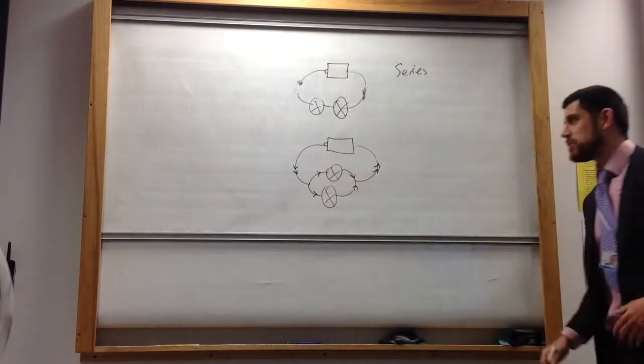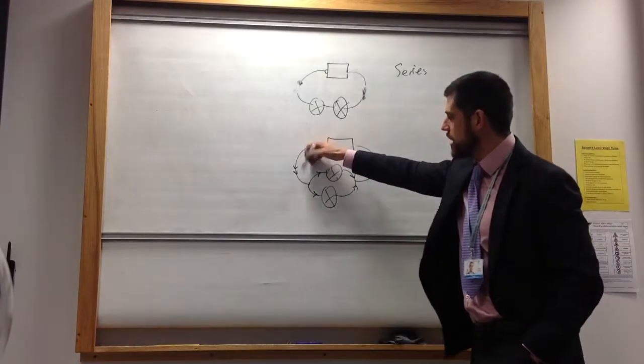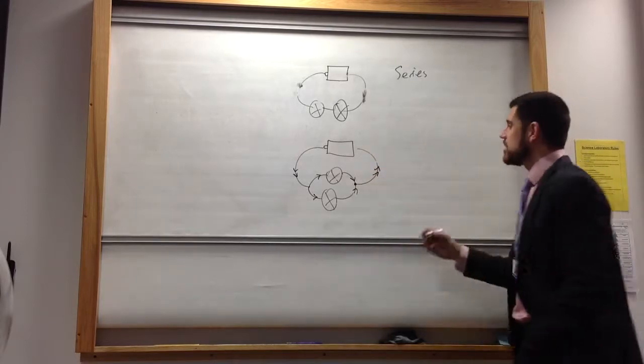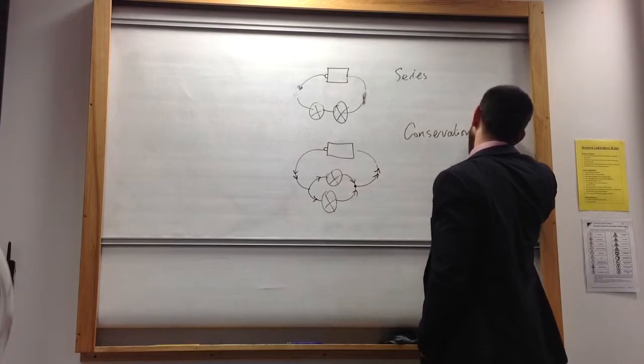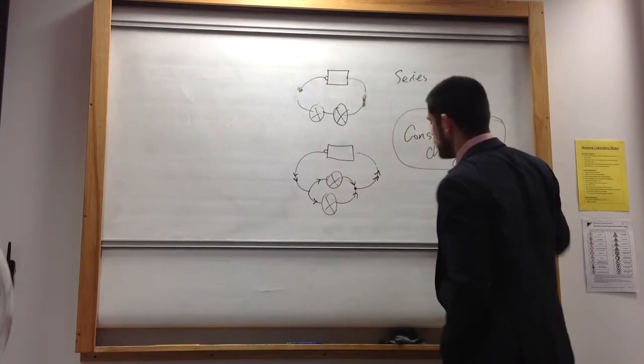Best not to think of electrons per second, it's better to think of current, okay? 2 amps there, 1 amp there, 1 amp there, and this picks back up there. And so this is just the idea of conservation of charge. Okay?